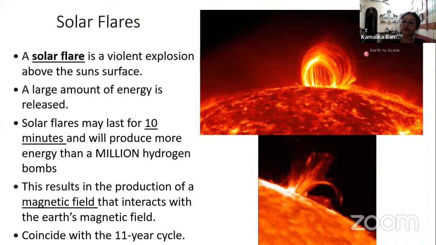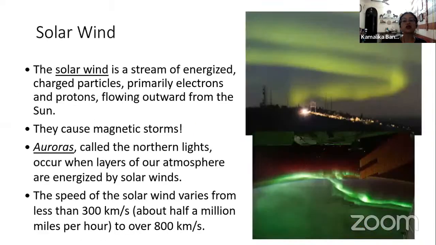Now, when these solar flares, which are violent explosions on the sun, generate a lot of plasma and ions in the atmosphere, and when they are released into space in the solar system, that is when it is called a solar wind.